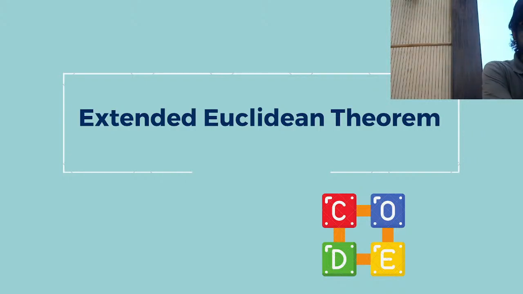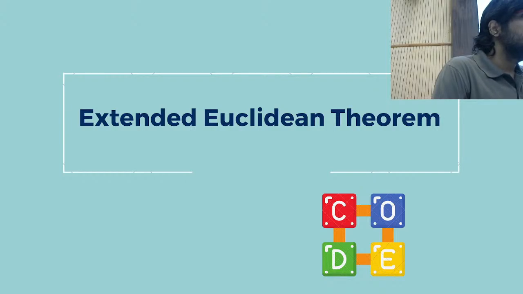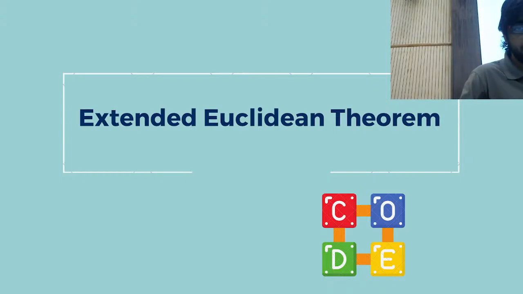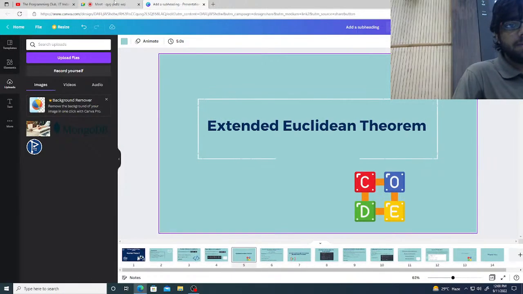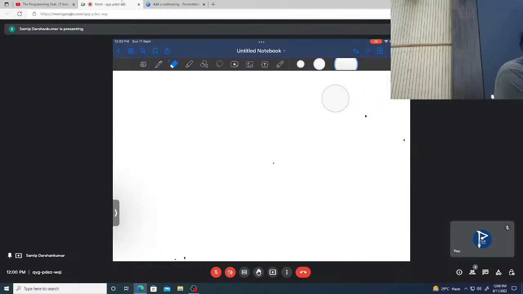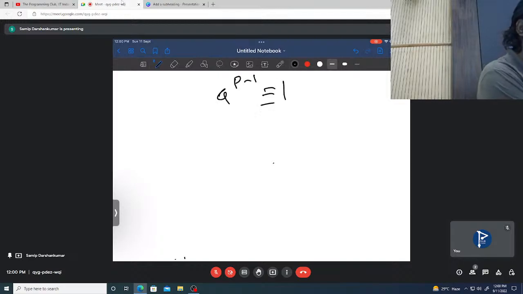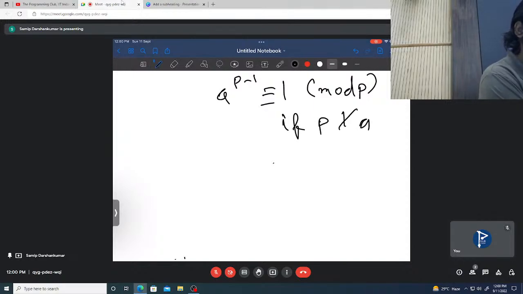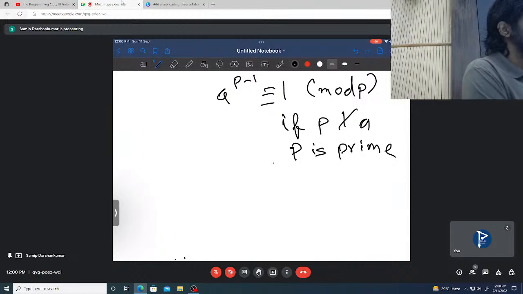Yeah, so the extended Euclidean theorem. Yesterday I taught about Fermat's little theorem, that a power p minus 1 is equivalent to 1 mod p. So what Fermat's theorem says is a power p minus 1 is congruent to 1 mod p, if p doesn't divide a and p is prime. That's what Fermat's theorem says. Yesterday I guess I taught this. So everyone is clear with this now?